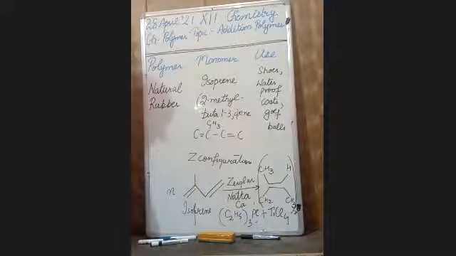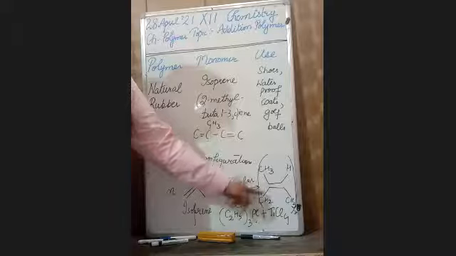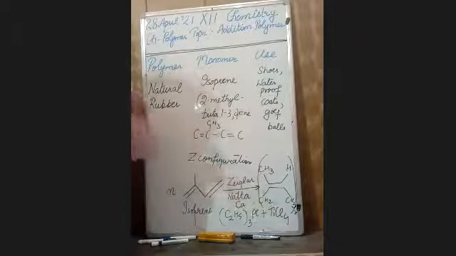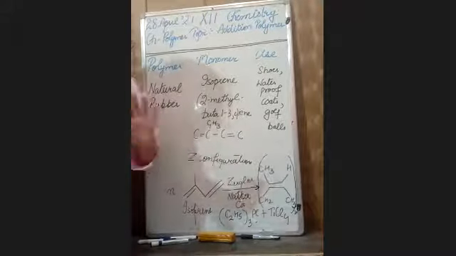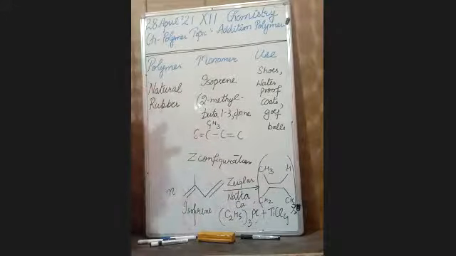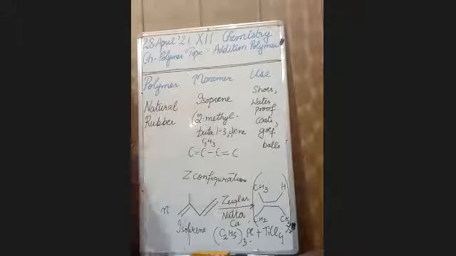It undergoes polymerization to form Z configuration. See, Z means, you know, the cis and trans. So trans is your Z configuration. Fine. It is natural rubber. Its monomer is isoprene, which is 2-methyl buta-1,3-diene. It undergoes polymerization in the presence of Ziegler-Natta catalyst, and it forms a Z configuration polymer, which is the cis form.